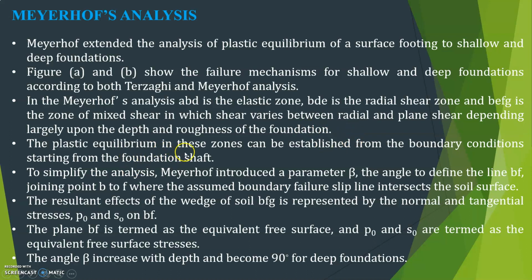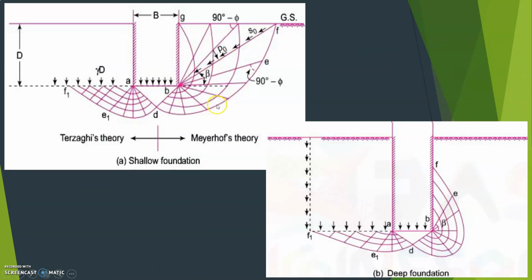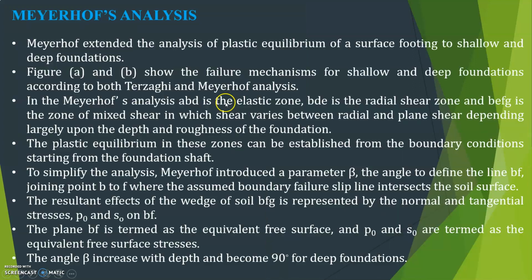The plastic equilibrium in these zones can be established from the boundary conditions starting from the foundation shaft. To simplify the analysis, Meyerhof introduced a parameter, the angle beta, to define the line BF. This angle beta defines the line BF, joining point B to F, where the assumed boundary failure slip line intersects the soil surface.